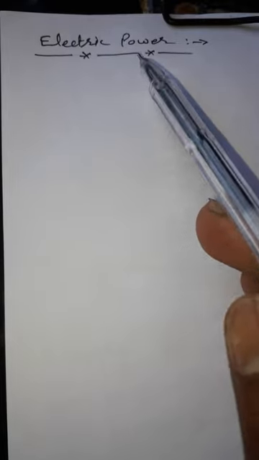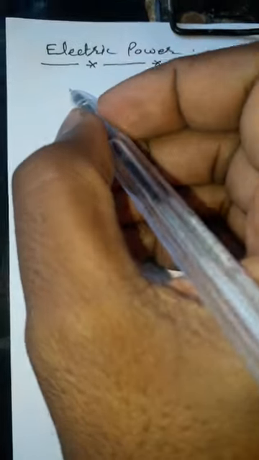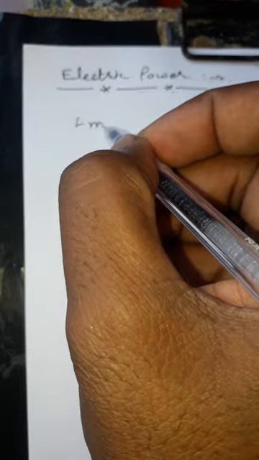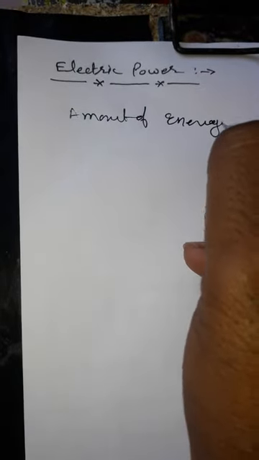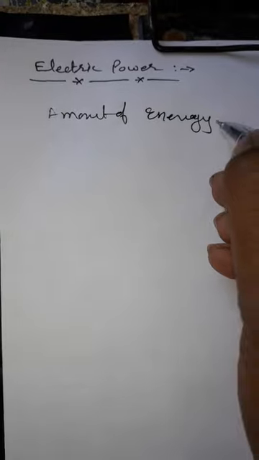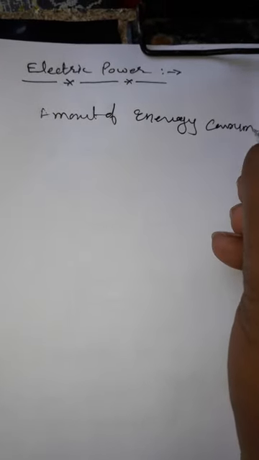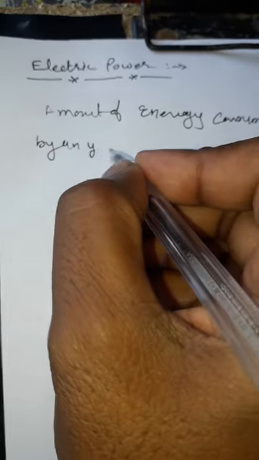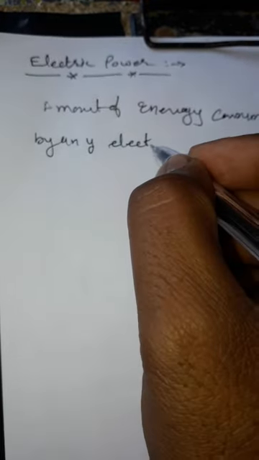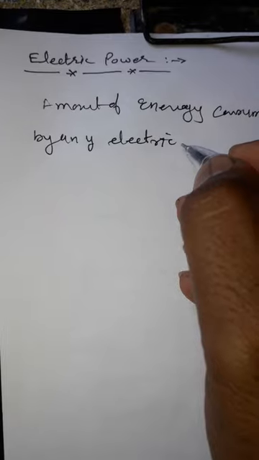Electric power may be defined as the amount of electric energy consumed by any electric device per unit time.